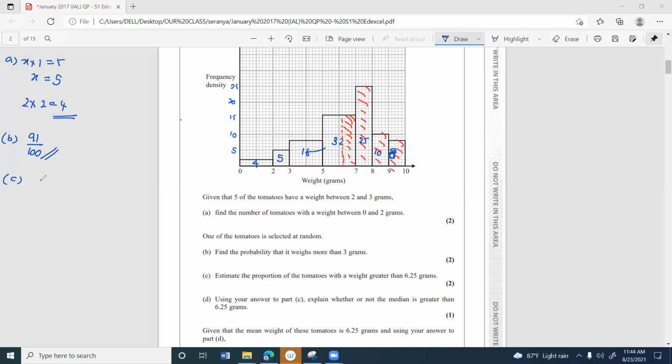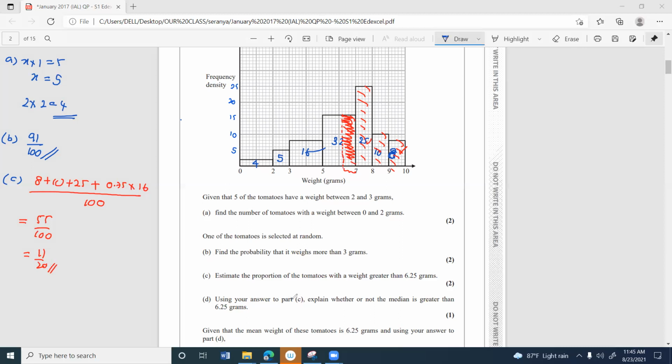Then see how many tomatoes there are here: 8. And here 10. And here 25. But here we have another proportion. It's not the entire 32, only from 6.25 to 7. So I need to find the area over here, that is important for this. We know that from 6.25 to 7 the gap is 0.75, into height 16, out of a total of 100. We will work out: 0.75 into 16 is 12, plus 25 plus 10 plus 8 is 55 out of 100. 55 divided by 100, the proportion is 11/20. Right. Okay.